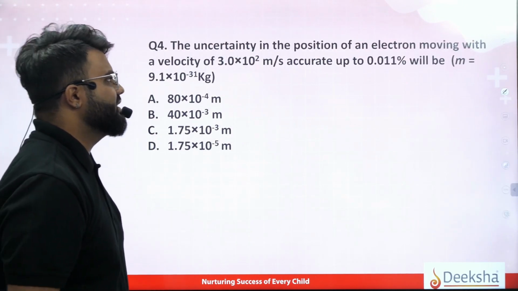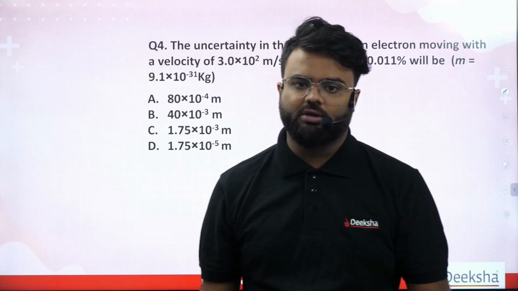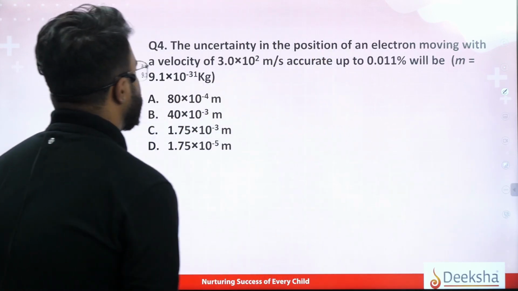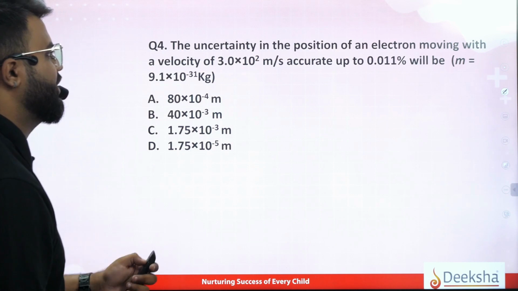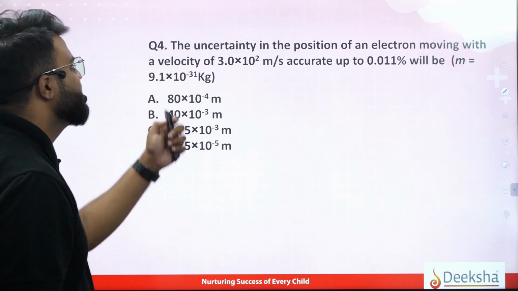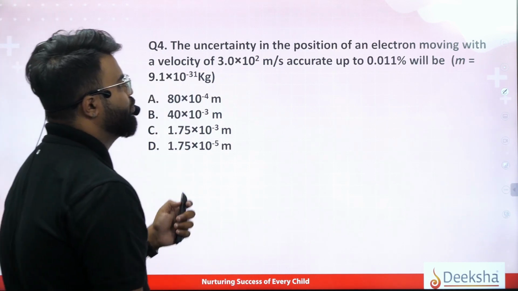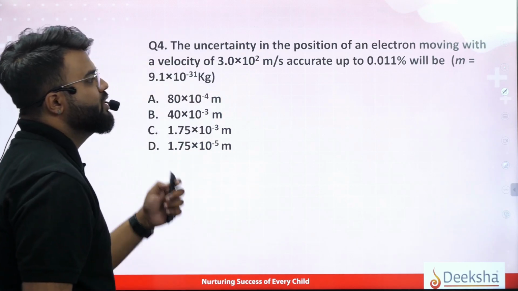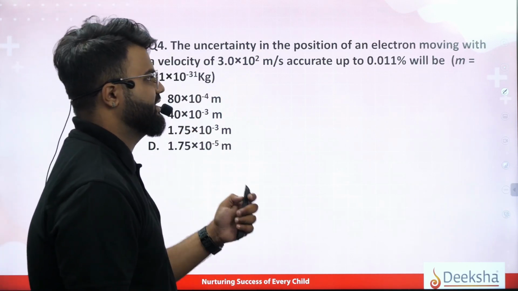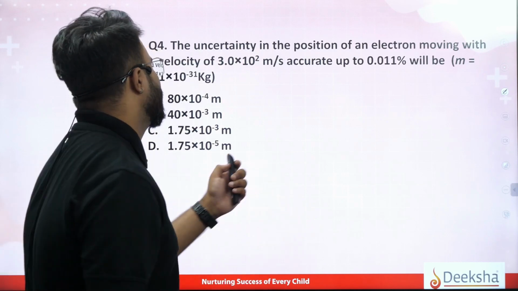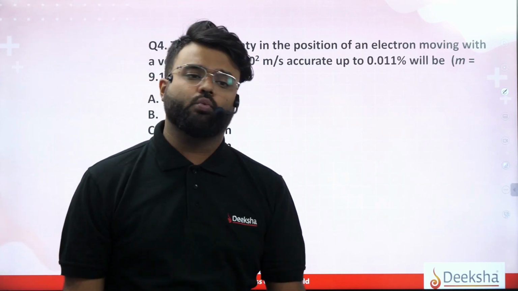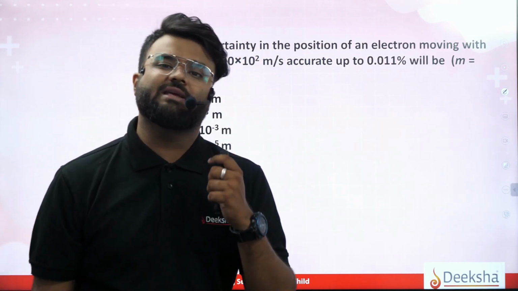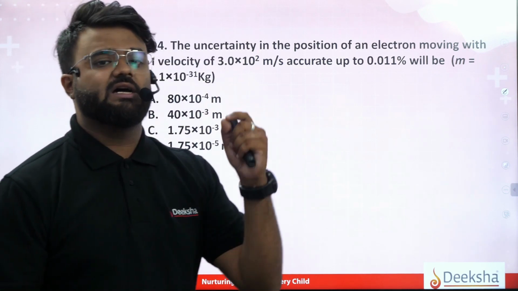Coming back to the uncertainty in the position of an electron. Question number 4 tells that the uncertainty in the position of an electron moving with a velocity of 3 into 10 to the power of 2 meter per second, accurate up to 0.11%, will be dash. They have given the mass, that is 9.1 into 10 to the power of minus 31 kg. So here what they are saying is uncertainty.